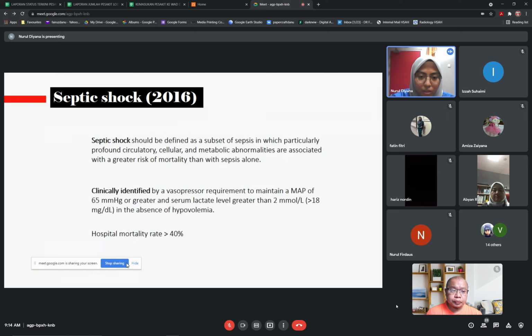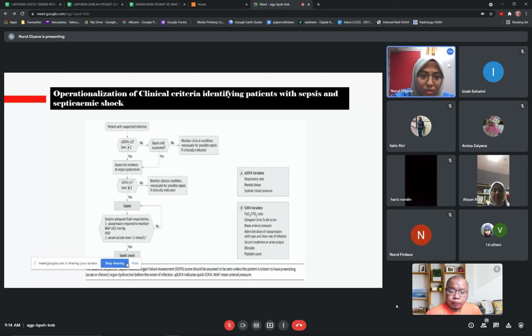So the hospital mortality rate is more than 40% in septic shock lah. So there is a requirement of vasopressor to maintain the MAP more than 65, and also serum lactate more than 2. So this is the operationalization of clinical criteria identifying patients with sepsis and septic shock.